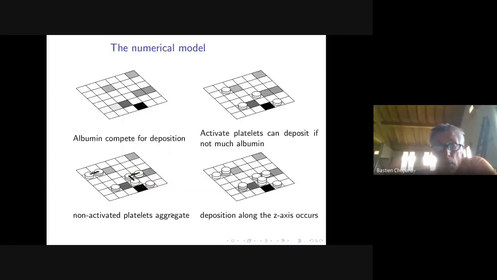So basically, the model that we propose to understand this pattern is to take care of the albumin, which is actually competing for deposition. And so it starts to fill in this little place where the platelet can deposit. But if there's not too much albumin, an activated platelet can deposit and fix. And next to an activated platelet, a non-activated platelet can stick. So this is what we call adhesion, and this is what we call aggregation. And on top of this, you can also build some thickness so the platelets can pile up on top of each other. Okay, so that's the model we propose.